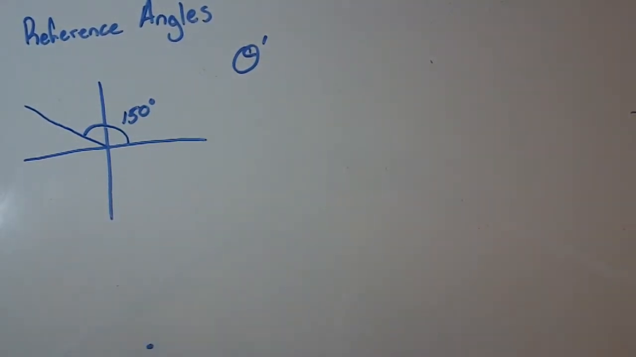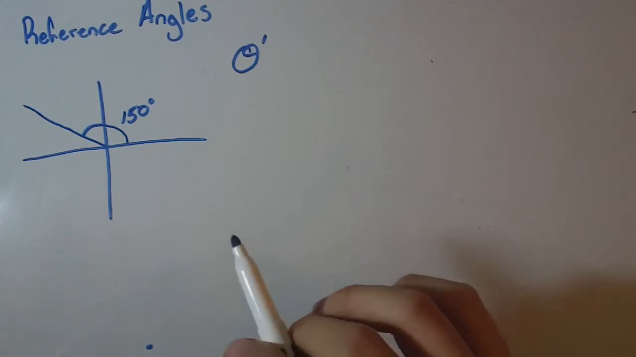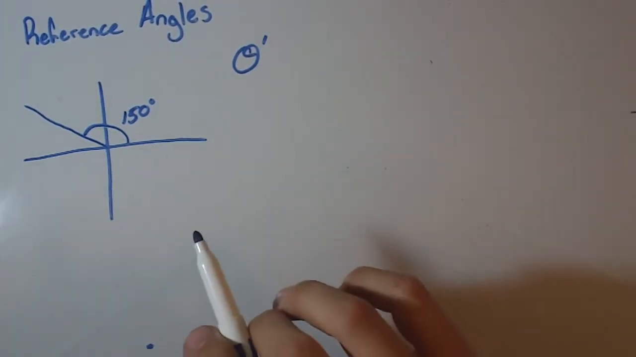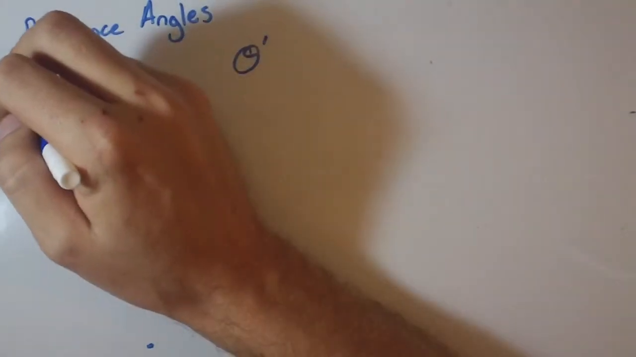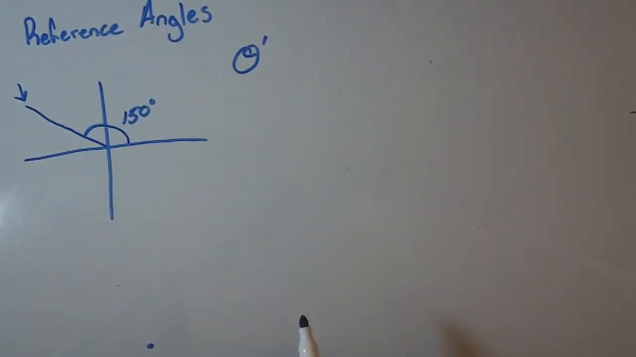But we want an acute angle. The reference angle is an acute angle formed by the coterminal side of the angle and the x-axis. This right here is the coterminal side of the angle.